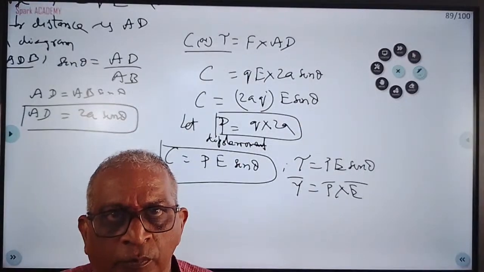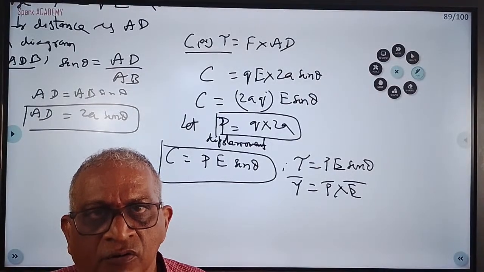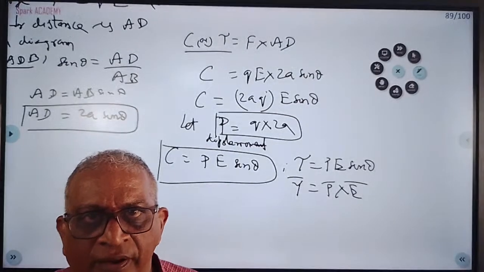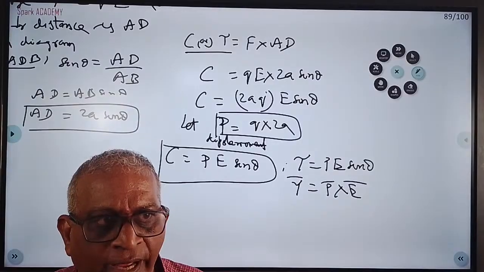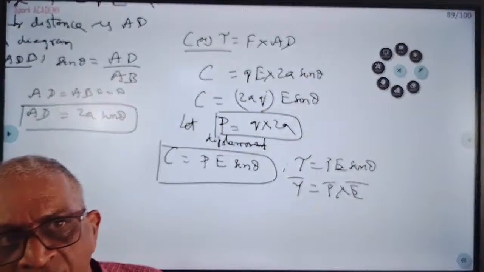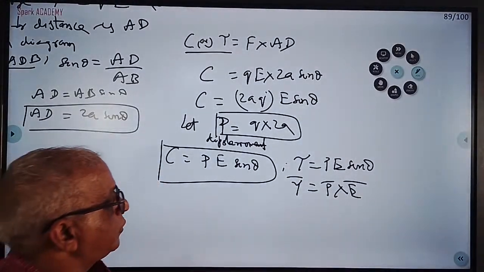How to remember it? Force is equal to QE, perpendicular distance is 2a sin theta. Torque or couple is force into perpendicular distance, QE into 2a sin theta. Q into 2a, the length of the dipole, is called the dipole moment. Or directly you can write torque equal to PE sin theta, since 2aQ is P. That is how we do this derivation.